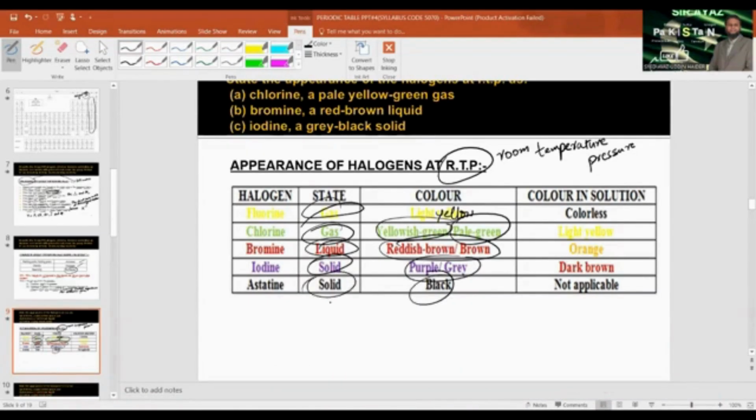Astatine is a black solid. Now, what about their color in solution? Now, color in the solution, the color becomes lighter. For instance, fluorine becomes colorless in the solution. For chlorine, it becomes light yellow. Bromine, orange. Iodine, dark brown. For astatine, it's not applicable.